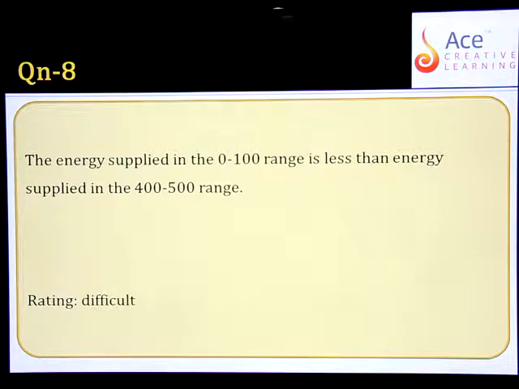The energy supplied in the 0 to 100 range is obviously less than the energy supplied in the 400 to 500 range because C is less in the 0 to 100 range compared to the 400 to 500 range. The rating for this particular problem is difficult.